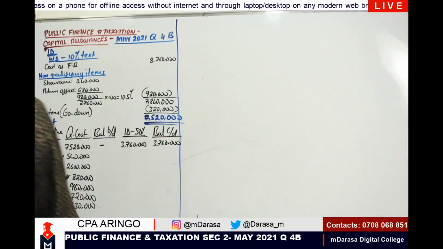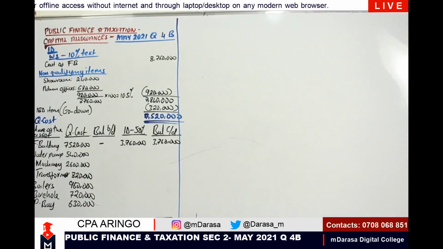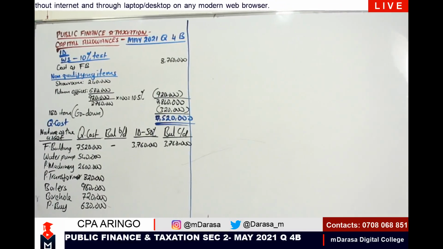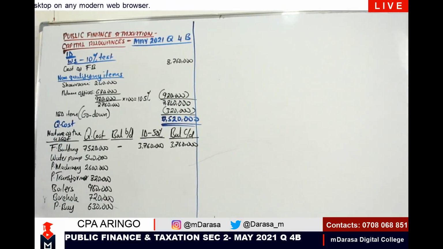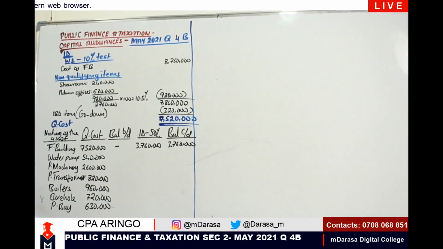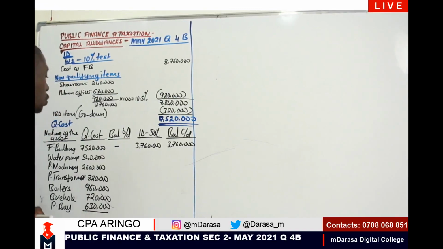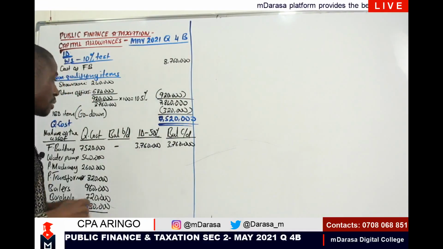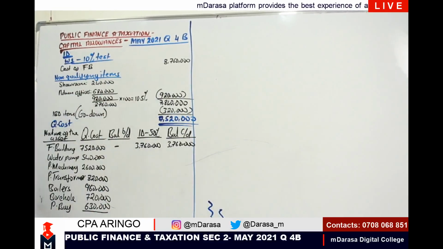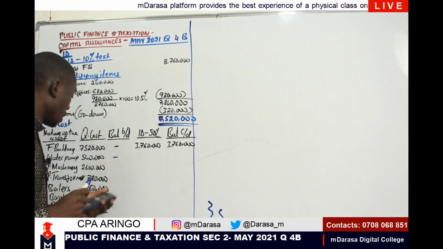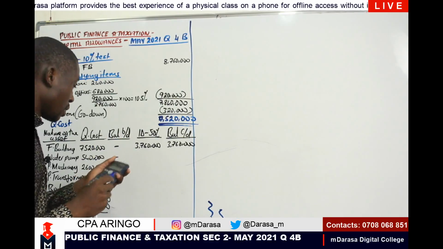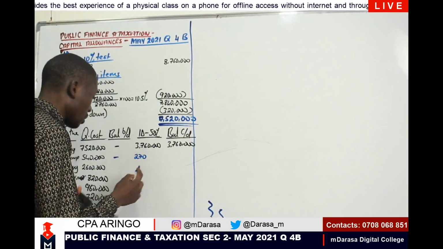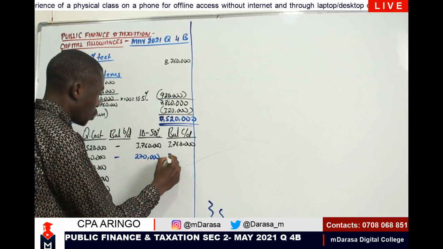So given such, my good students, now let us compute our ID quickly. Computing our ID, what are we going to do? That will be simple. It's as if we are dividing all this by half. So therefore, we are going to take the following. The first case, on water pump, we are going to have 540,000 divided by 2. That is the same as saying 50%. So we have 270,000. That means that our balance carried down will also be 270,000.